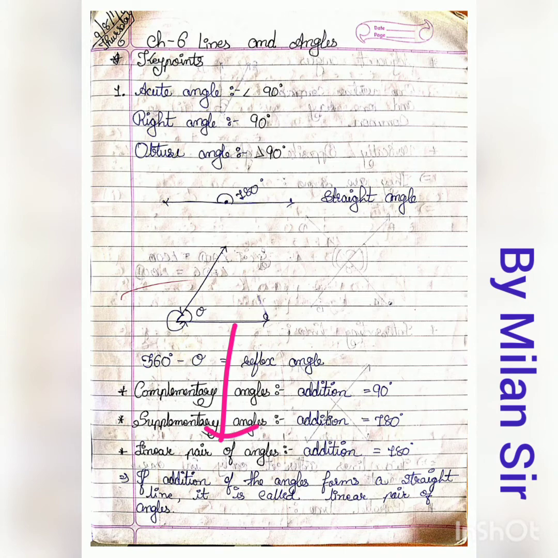After that, linear pair of angles. In linear pair of angles also, addition of the angles is equal to 180 degree. It is called linear pair of angles. Here one definition is given to you. If addition of the angles forms a straight line, it is called linear pair of angles.